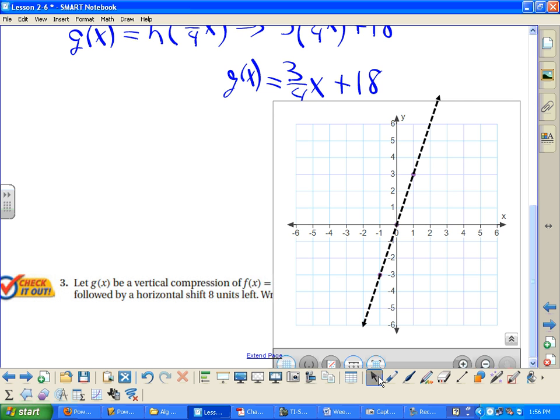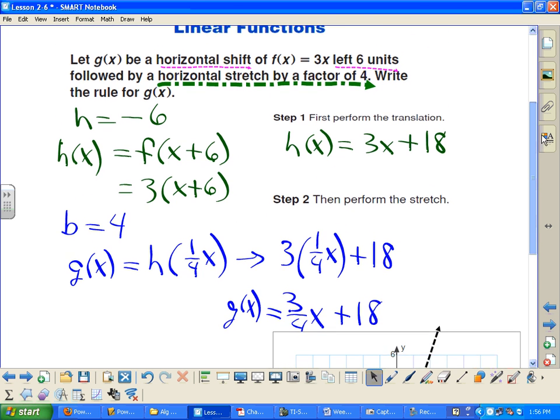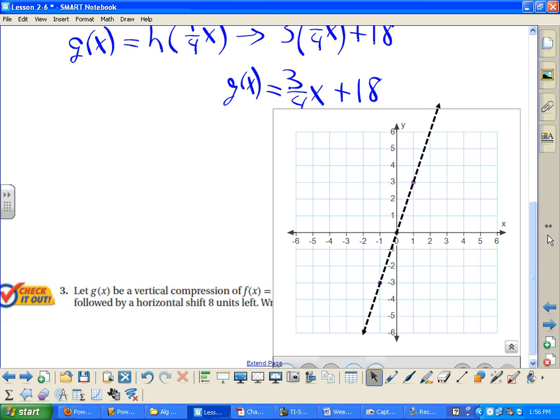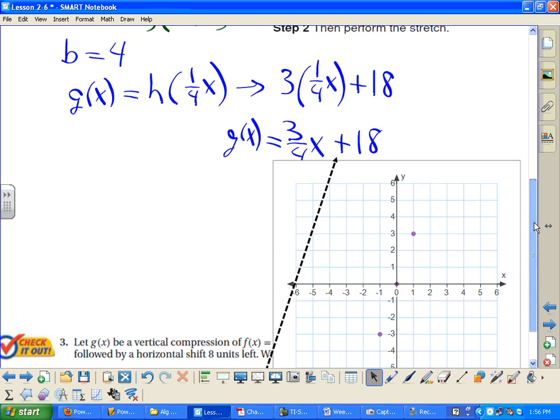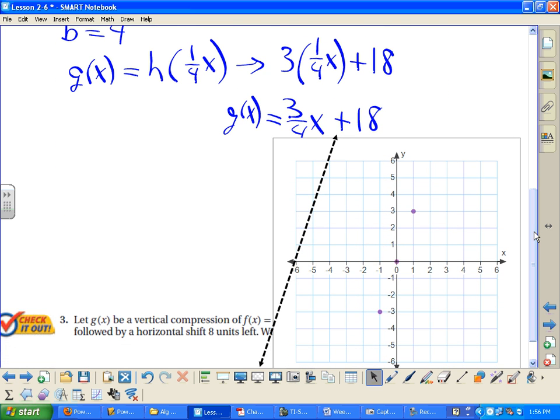Now, we're going to move it 6 units to the left, right? Okay. So I take this graph, and I'm going to move it over here 6 units. And then it says we're going to do a horizontal stretch by a factor of 4. Well, that means then I'm going to take this -6 and multiply it by 4. What do I get when I multiply -6 by 4? -24, right? So that's way out there, okay?